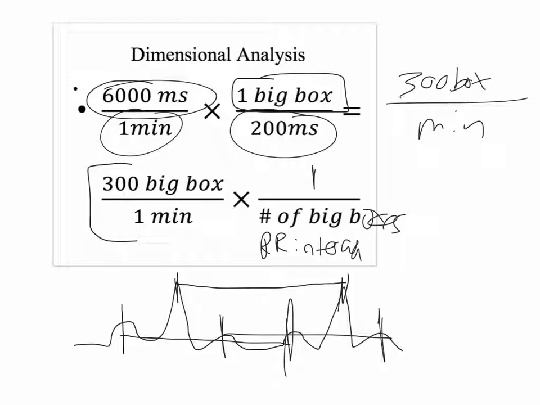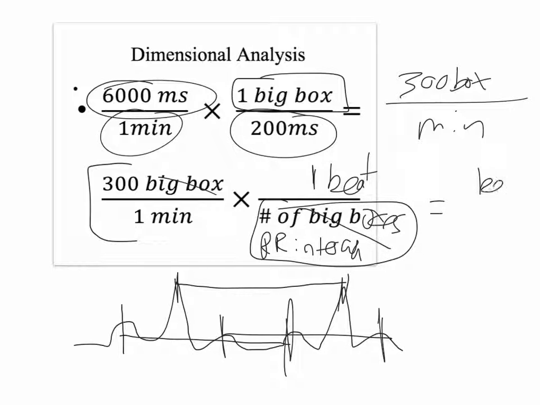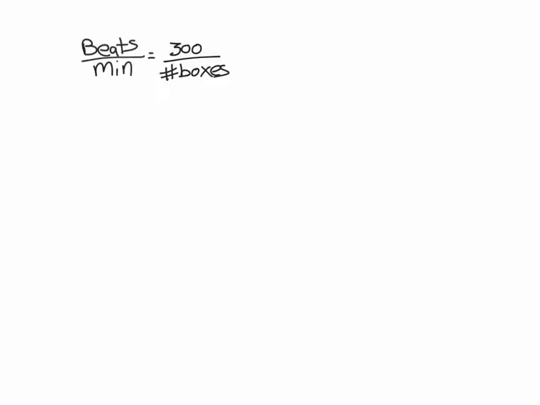So anyhow, if I multiply this out, remember I said I had one beat between a certain number of big boxes. When I multiply this out, of course, the number of big boxes cancels, and what I end up with is beats over minutes. And so what you end up with is that the heart rate in beats per minute is equal to 300 divided by the number of big boxes in an RR interval.